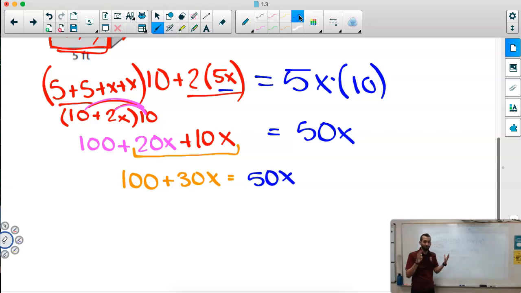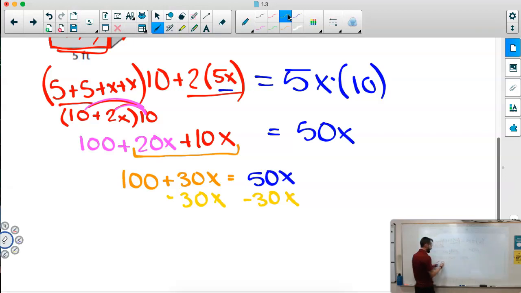And what you want to make sure you do is, it doesn't really matter which way the variable goes, but you want to move it away from the numbers. You want to put all the numbers on one side, all the variable terms on the other. So I'm going to move this guy by subtracting.